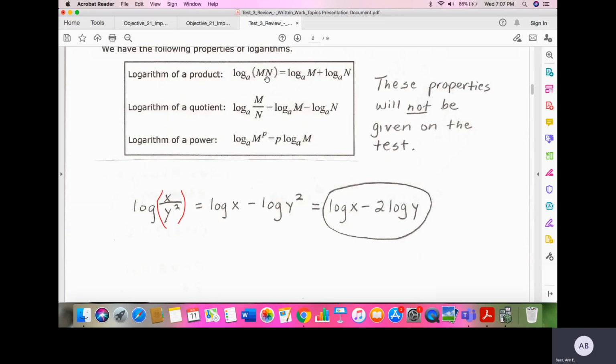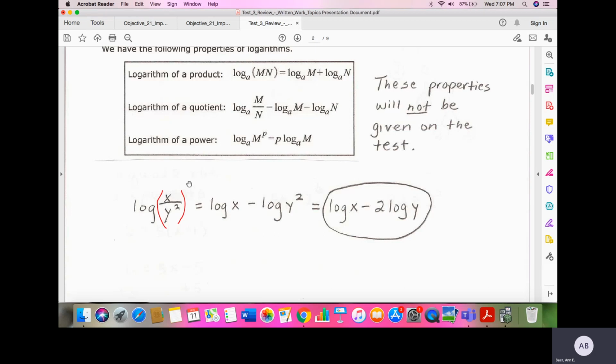So as I mentioned, these properties are named for what's going on in the argument. Do you have a product, a quotient, or a base to a power? And here we have a quotient in the argument. So we are going to use the logarithm of a quotient rule. And what does that state? It states that if you have the log base A of m over n, a quotient, you can expand the log by writing down the log base A of the numerator minus the log base A of the denominator.